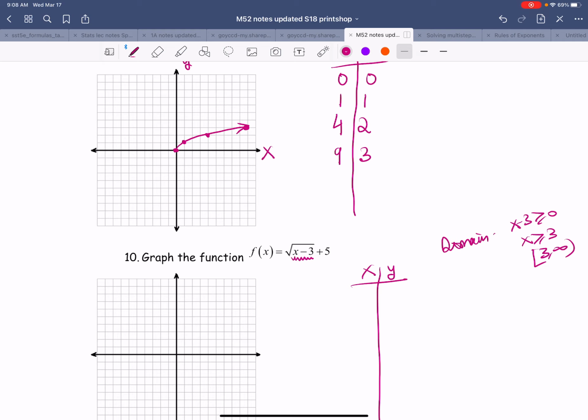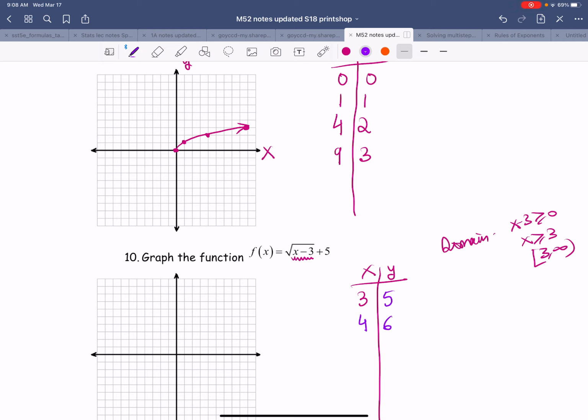If I plug in a 3, do I get a nice output value? Yeah, if I plug a 3 in, 3 minus 3 is 0. Square root of 0 is 0. 0 plus 5 is 5. So that's still a nice y value. Now, should I plug in a 4? Let's think: 4 minus 3 is 1. Square root of 1 is 1. Yeah, 4 also seems like a nice value to plug in. 4 minus 3 is 1, and 1 plus 5 is 6.